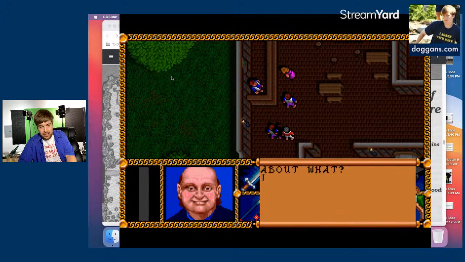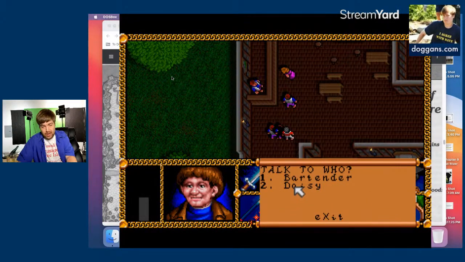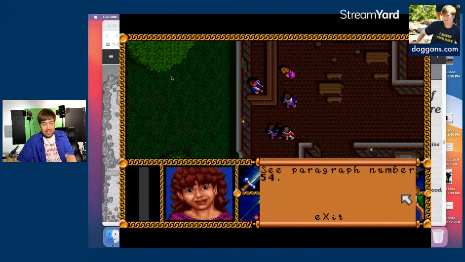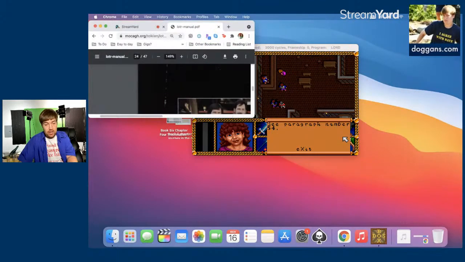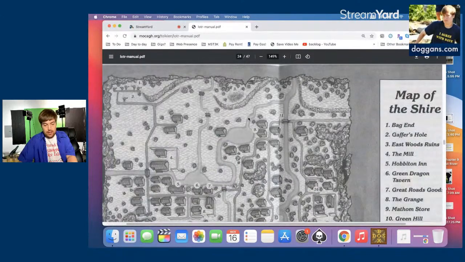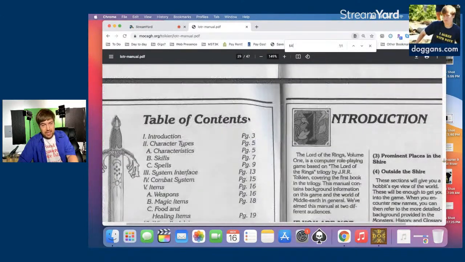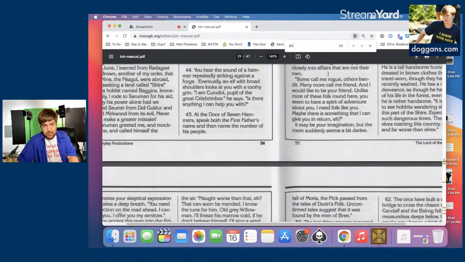You offered ale, and you don't know anything about ale. I'm sure it's like a different, maybe I have to do trade, but let me talk to Daisy first. Same woman as everyone else. See paragraph number 50. Well, paragraph number 54. This made a lot more sense in the days of text manuals, I suppose.